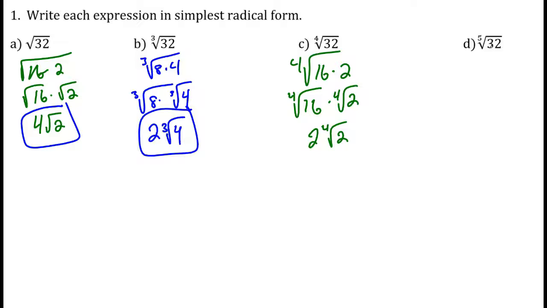And finally, the fifth root of 32. What number times itself 5 times is a factor of 32? Well, 32 is actually 2 to the fifth. So I have the fifth root of 2 to the fifth. The fifth root and the fifth power are inverses of each other, so this actually just equals 2, because 2 to the fifth equals 32.